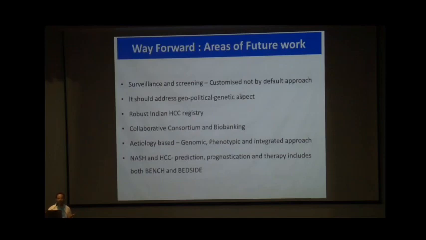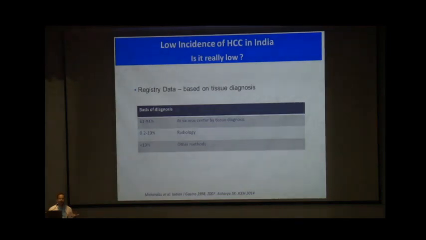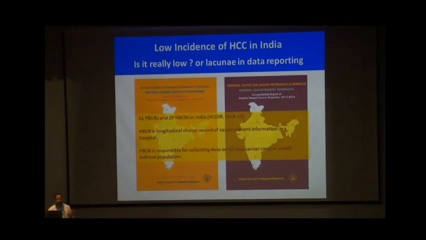We should address the geographic and genetic aspects. We need an Indian registry, because, as I will come to in the next slide, a collaborative consortium biobank is needed. NASH HCC predictions should include both bench and bedside, because what we have seen is that the registry in India till now considers only biopsy-based diagnosis of HCC. That's why the incidence of HCC in India is only 2% or less. And also this is not covered, because HCC needs to be considered on this background. And these are the studies and guidelines that have been proposed, but I think nothing is foolproof on how to address HCC. And here we need collaboration. Thank you.